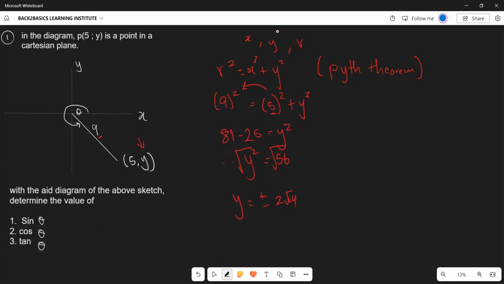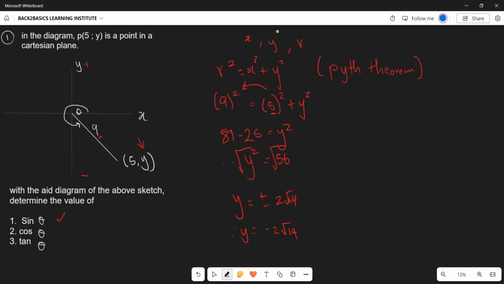I want to get the root of 56. However, is this going to be positive or negative? You come back here and check whether it is on the positive side of y or the negative side of y. Your y here is positive and your y here is negative. So your value of y is going to be negative 2 root 14. So this is your value of y. But now we are not done. We haven't even solved the question that we are required to.